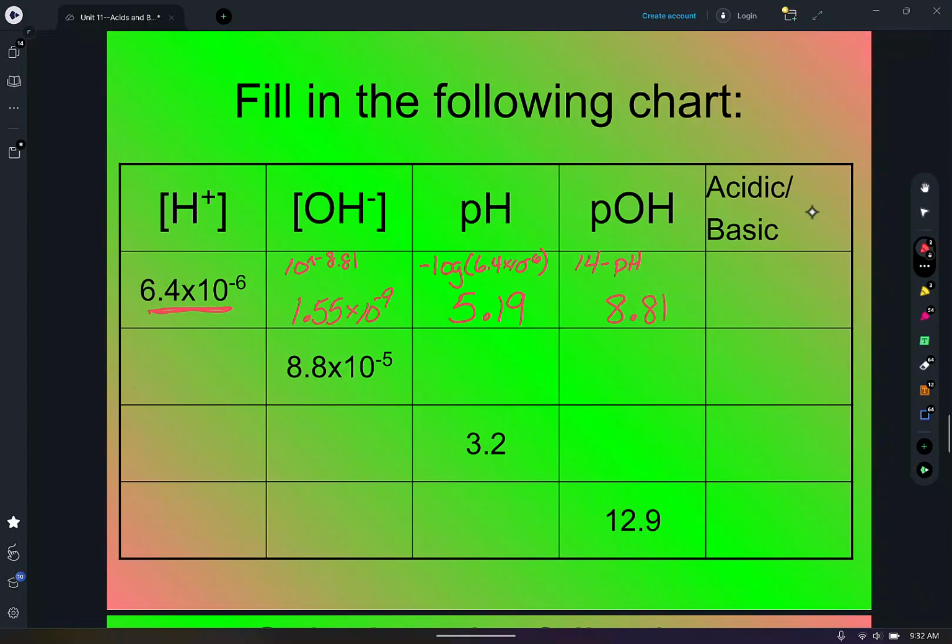Now I have to determine if this is acidic or basic. So I think about my chart of pHs, and I know that anything less than 7 for pH is acidic. Anything greater than 7 for pH is basic. This is less than 7, so this is acidic.